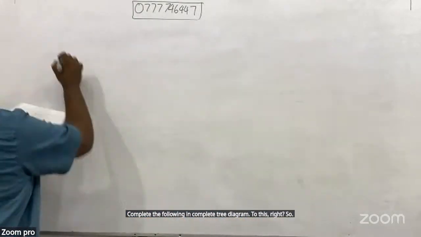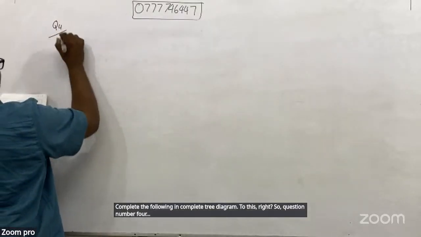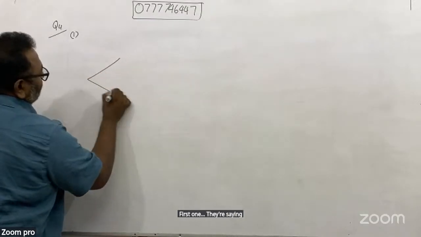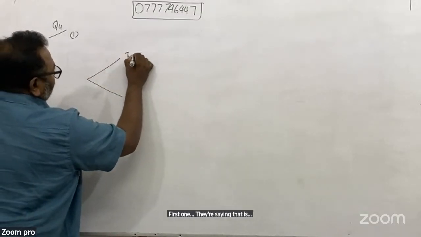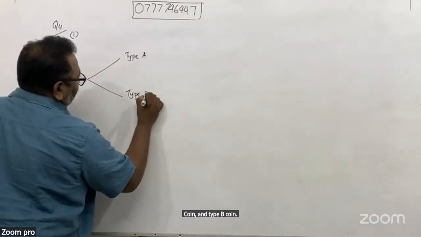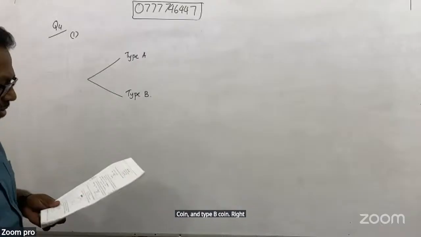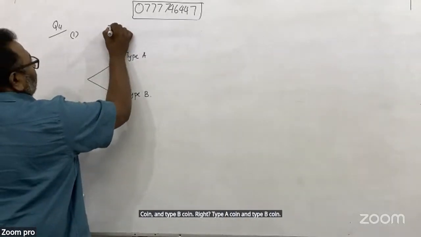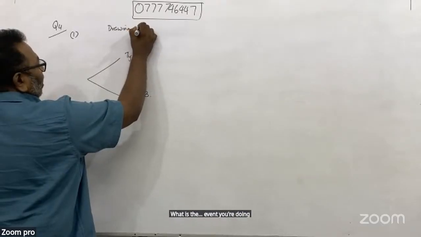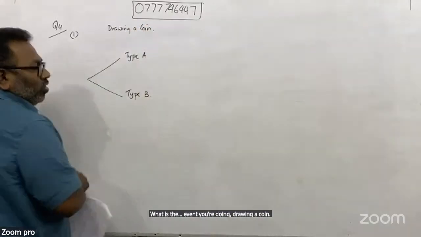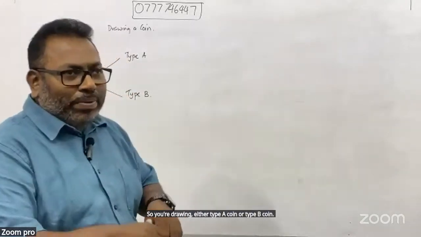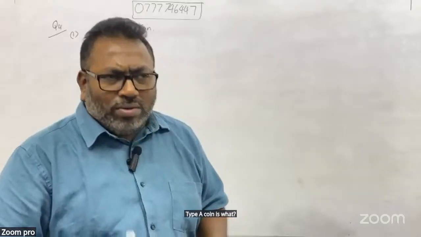So question number 4, first one, they are saying there is type A coin and type B coin, right? Type A coin and type B coin. What is the event you are doing? Drawing a coin. So you're drawing either type A coin or type B coin. Type A coin is what? A coin which is a fair coin.